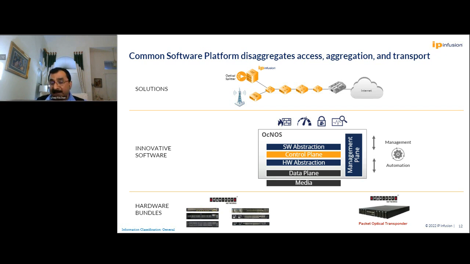And we at IPI have created a software solution that actually matches these key attributes. Over to you, Nanda.